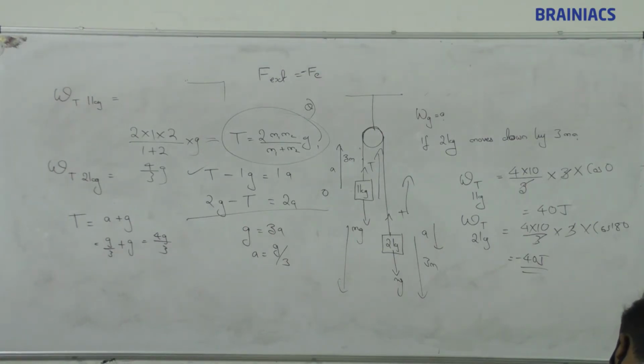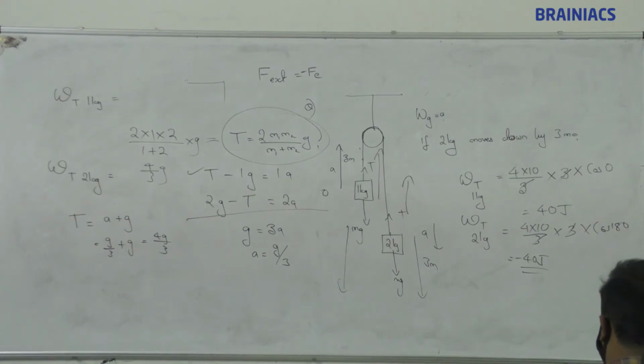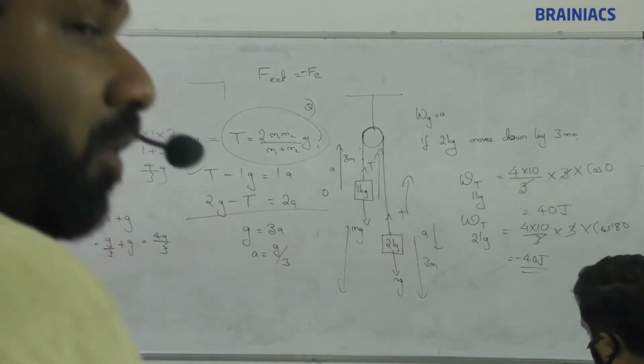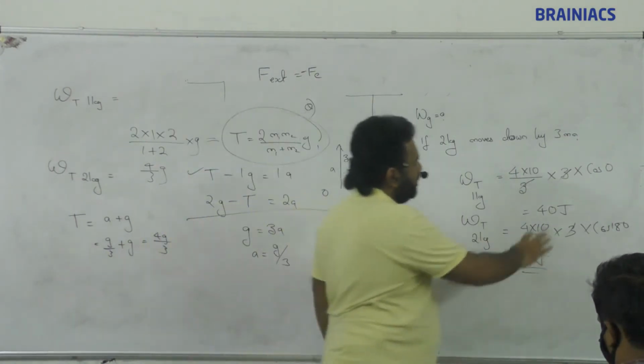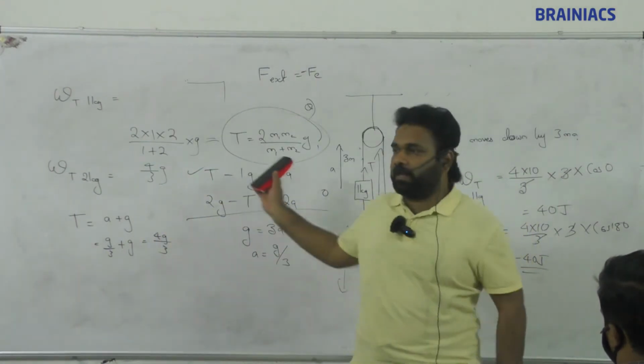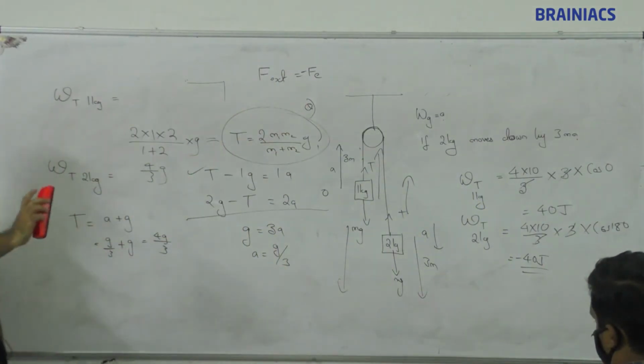Sir, the gravitational force is acting downwards, and the tension force is going upwards. Both are opposite, sir. So if we change the sign order, we will get the same answer, sir. The sign we need to take between what and what?